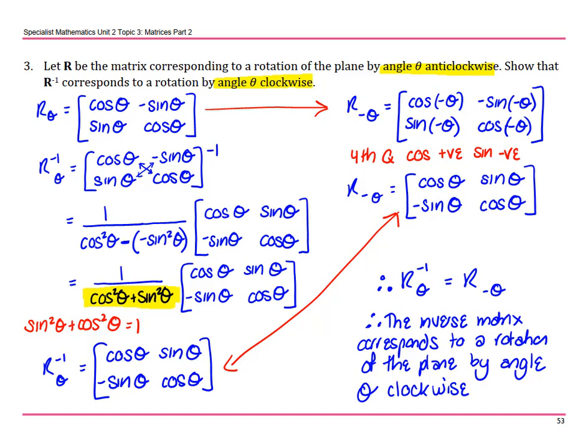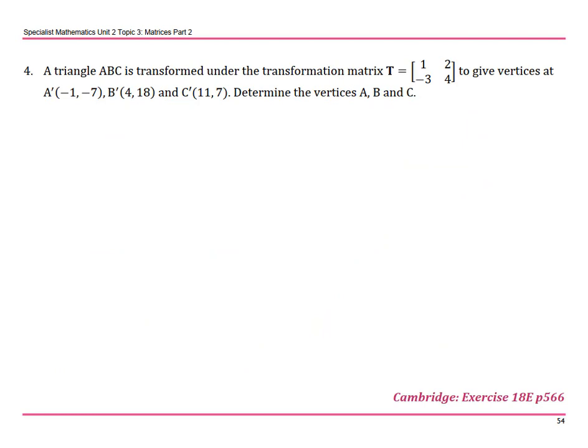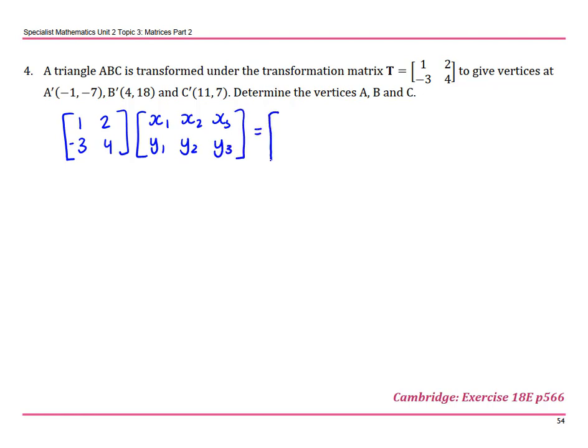Let's look at one more example. So a triangle ABC is transformed under the transformation matrix given to give vertices at, determine the vertices A, B, and C. So what do we have? Transformation matrix multiplied by whatever our coordinates are to begin with has to give -1, -7, 4, 18, 11, 7. So we want to find out what we started with.